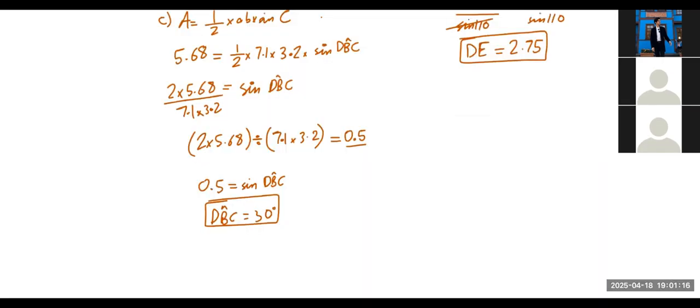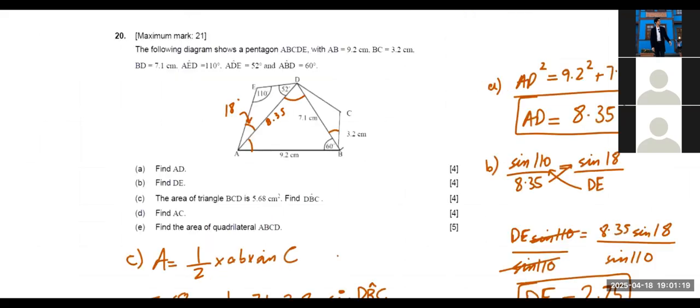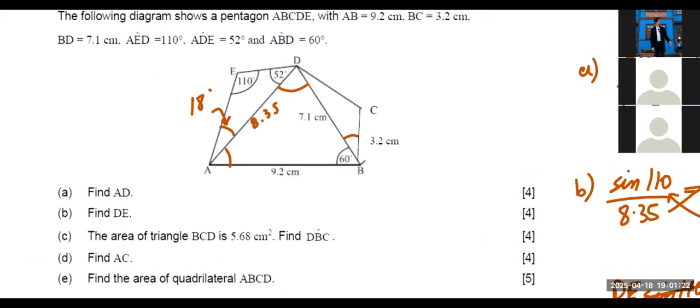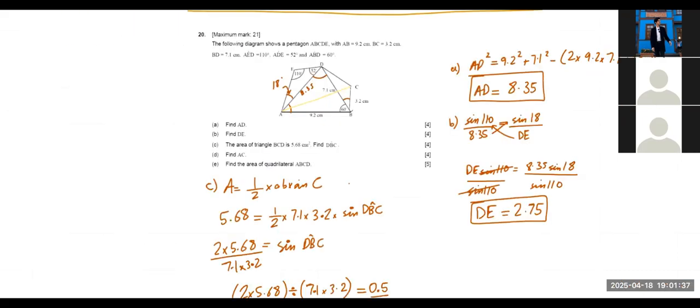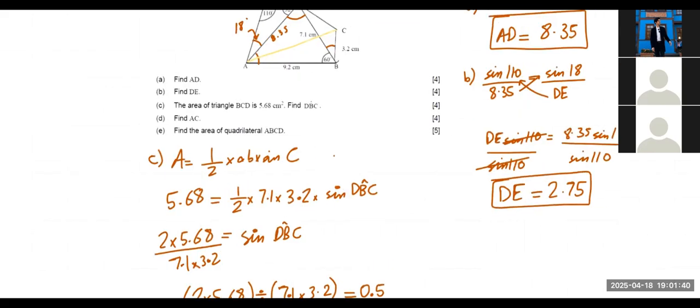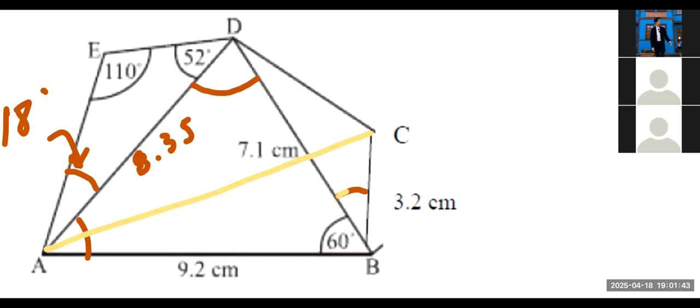So we found out that DBC is 30 degrees, and the next thing we need to find is AC. So we need to find this length. Okay, this is easy. If you look at the triangle ABC, you will realize two very interesting things. First of all, since we know what DBC is, we know that this angle is 30 degrees. Do you notice anything interesting about the angle ABC? It's a 90-degree angle. Exactly.